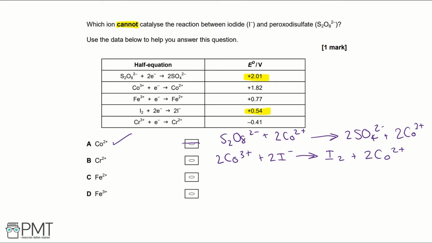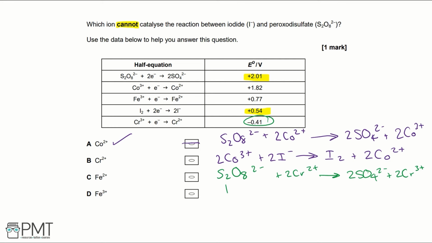Then if we look at chromium, so the half equation that we will use is the bottom one here. It's minus 0.41. And the equation that we get is S2O8 2- plus 2Cr2+, and that's going to produce 2SO4 2- plus 2Cr3+. So far, so good. Now let's look at the iodine equation. Well, it's actually more negative than the iodine half equation cell potential.